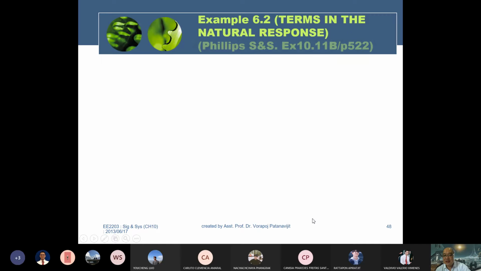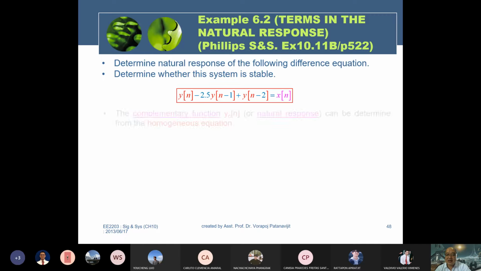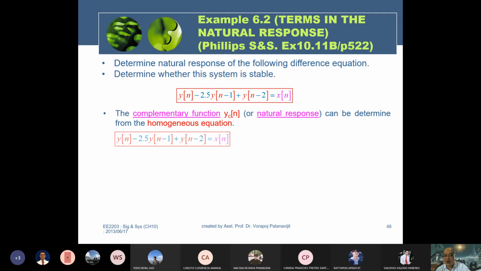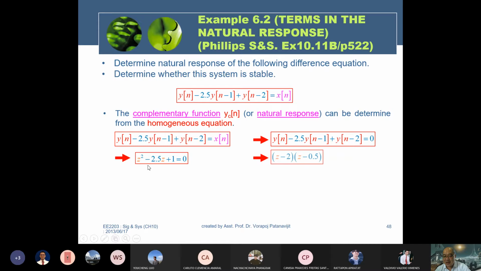The next example provides a different equation and asks you to determine the natural response of the following difference equation and determine whether the system is stable or not. From the difference equation, you set the non-y terms to be 0, setting x to 0, and you factorize it. You get the characteristic equation, factorize it, and you can determine z. In this case, z has two values: one equal to 0.5, another equal to 2.